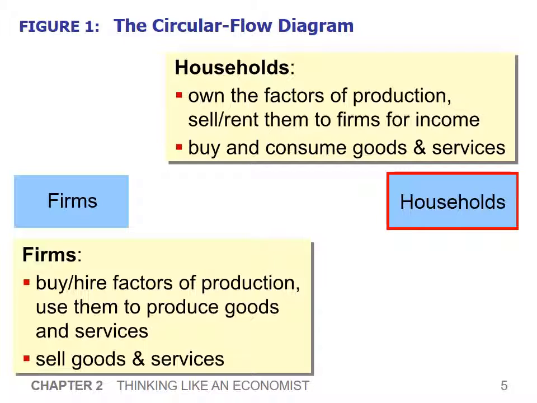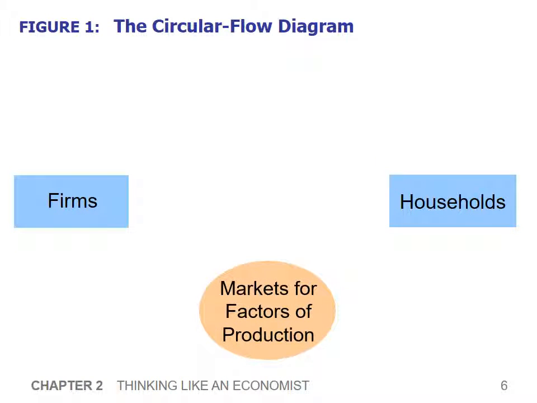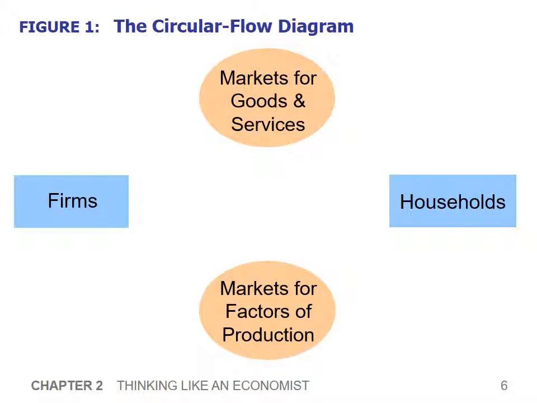Now, armed with these two fundamental actors, we can now understand how goods and services, inputs, and the dollars flow between households and firms. As we said, we'll talk about two markets. The markets for factors of production. This is the market for land, labor, and capital. The other market is the market for goods and services.